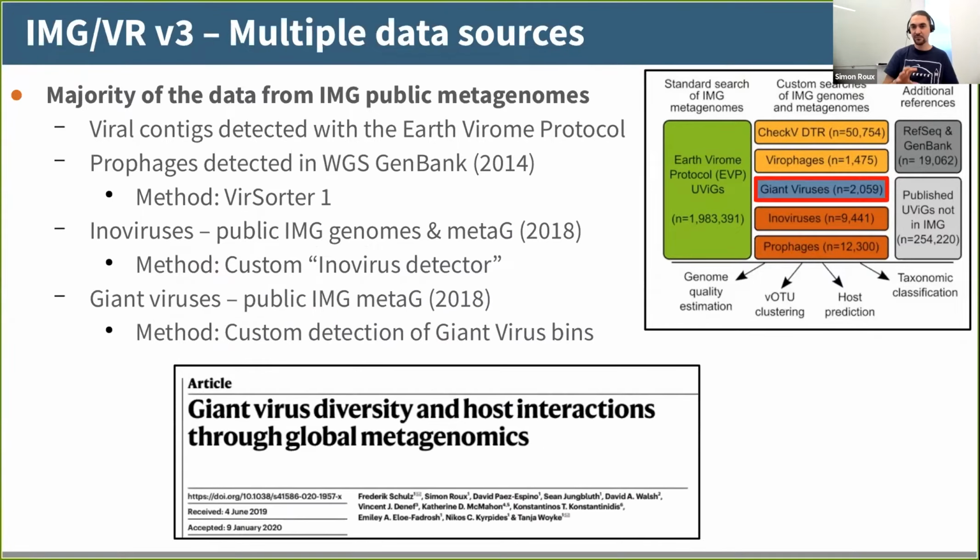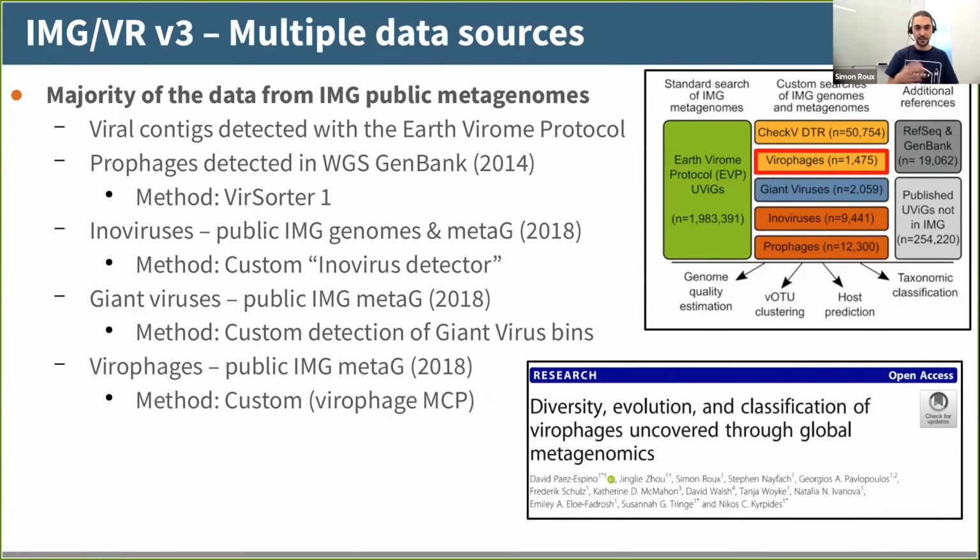A bit of the same for giant viruses. We added to IMGVR the database of about 2,000 giant virus bins, which had been mined, built, and analyzed by Frederik Schulz in 2020. We know they are not well recovered by most of the standard pipelines, so we also knew they were in this data, and we wanted to add them. Same story here with virophages. We had a custom virophage detection pipeline that we developed in 2018, and we already had this data. We knew they were in IMG, so we also made sure they were part of the IMGVR.